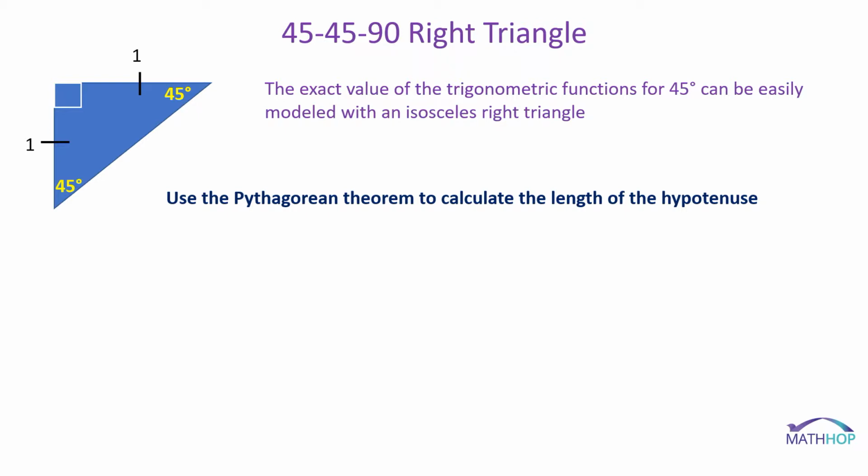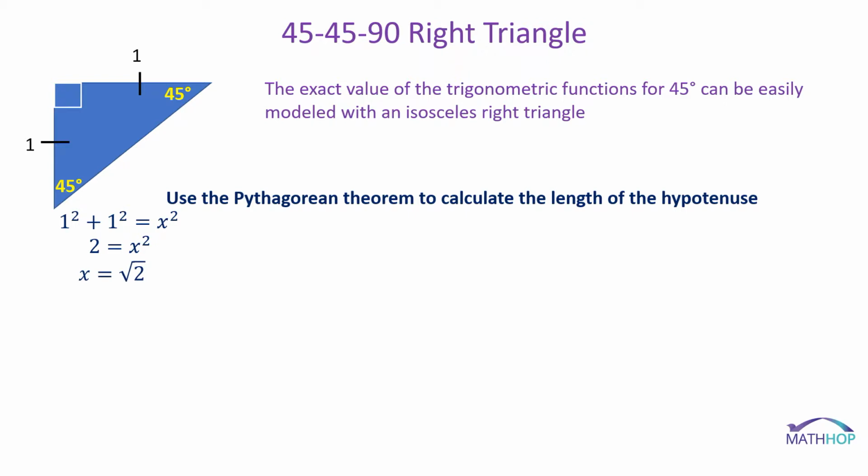Remember, the Pythagorean theorem is leg squared plus leg squared equals hypotenuse squared. So it's going to be 1 squared plus 1 squared equals x squared. 1 squared is 1, so we have 1 plus 1 equals x squared, or 2 equals x squared. The opposite of squaring is square rooting, so take the square root of both sides, and we get x equals the square root of 2.